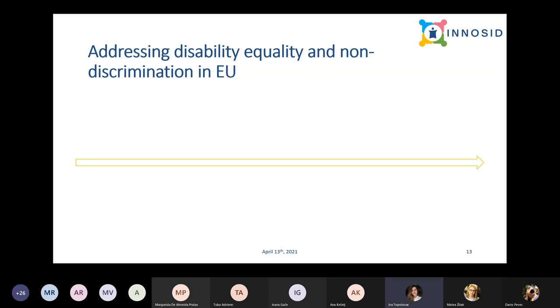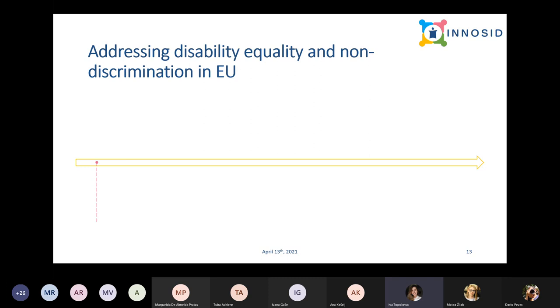I have prepared a short history on the treaties, conventions, and charters that were throughout time really important in addressing disability equality and non-discrimination in the European Union. So this is focused on the European Union, not worldwide. For most of the history of the European Union, the founding treaties contained no explicit reference to disability, and therefore no disability-specific competence existed.